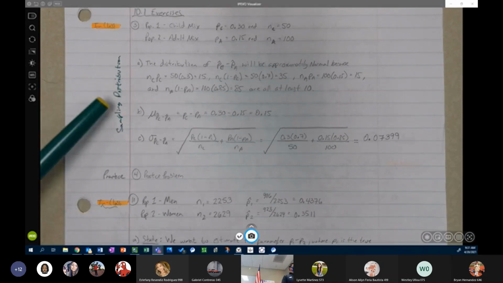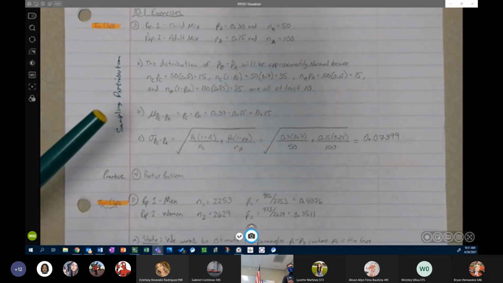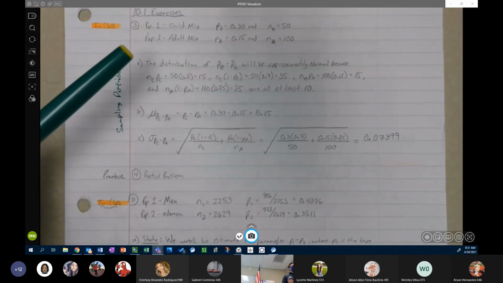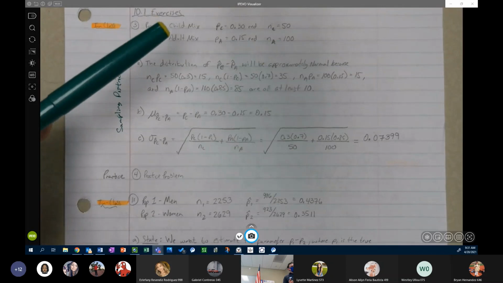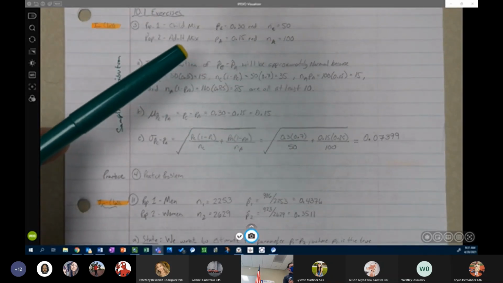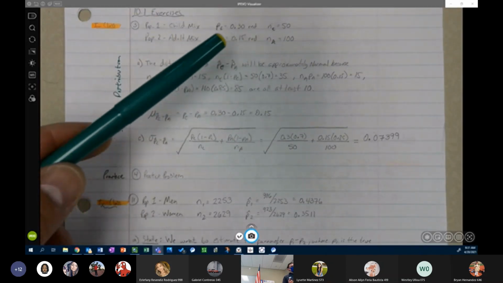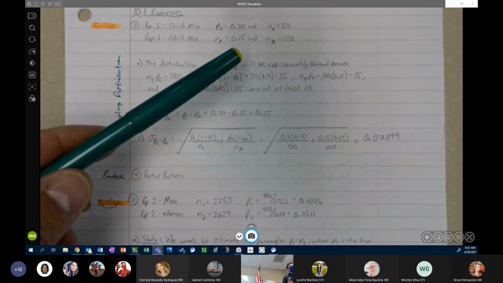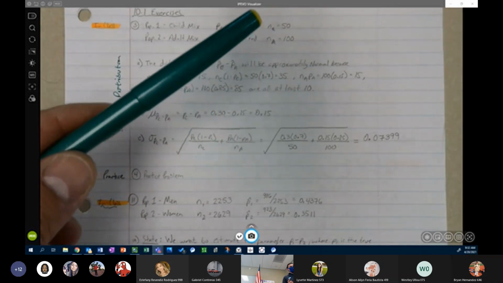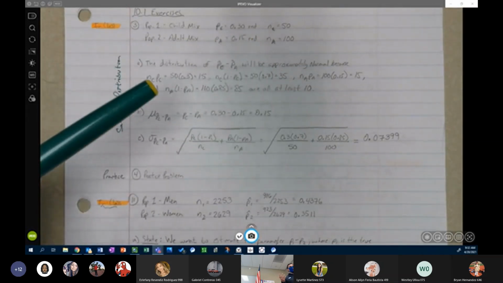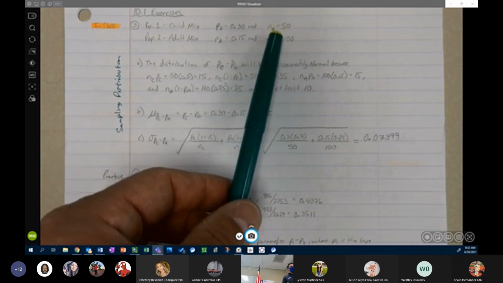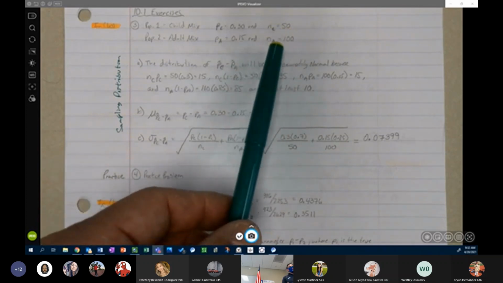So the first exercise here was having to do with sampling distributions. I used different notation. Population 1 was the child mix. Population 2 is the adult mix. I used notation P subscript C and P subscript A for children and adults. This was the assumed population distribution they told us: 0.3 red, 0.15 red. And then I have my sample sizes. The children's sample size was only 50. The adults was 100.